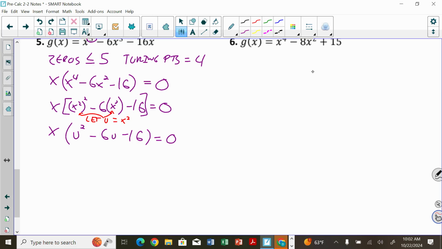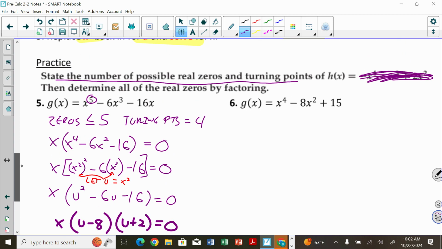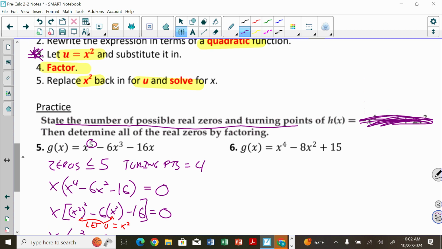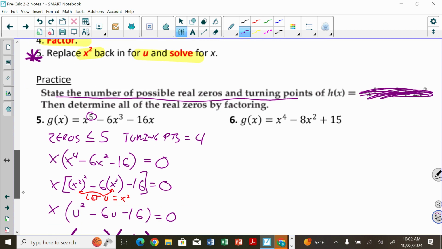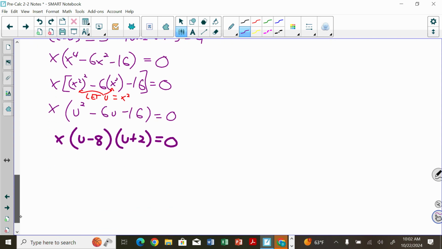Now this is easily factorable, because then I can go ahead and continue this on, and I can say, well, x stays on the outside. This thing can be factored into u minus 8, u plus 2 equals 0. And now here's where I do the last part, where I factored it, and now I'm doing this part here, where I'm going to replace x squared back in for u and solve for x.